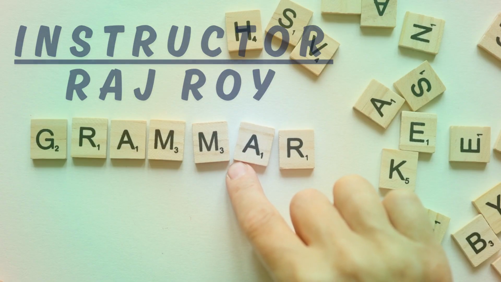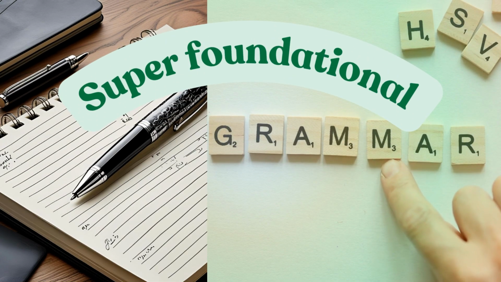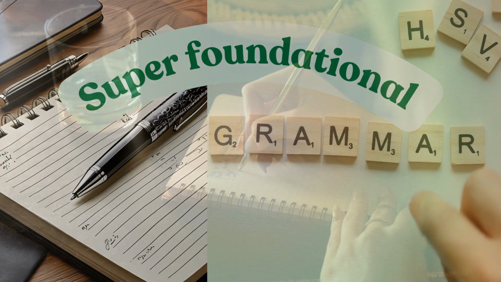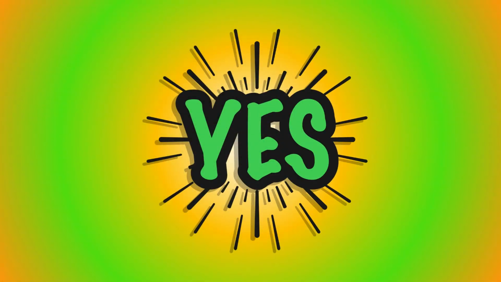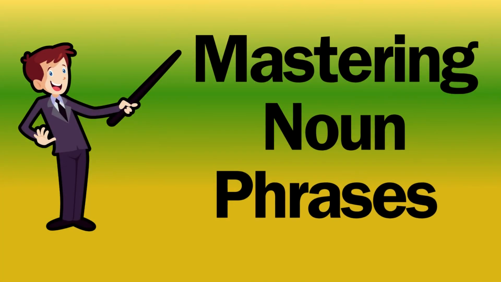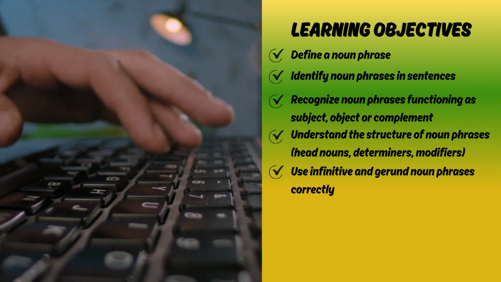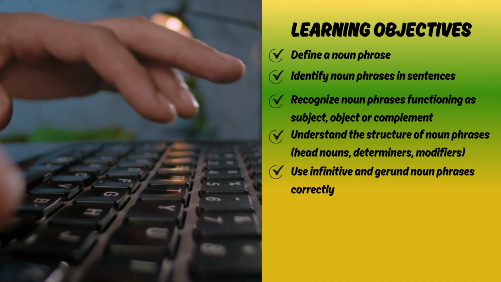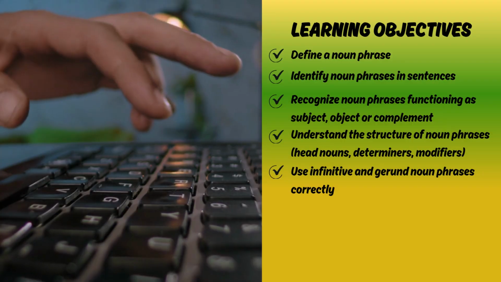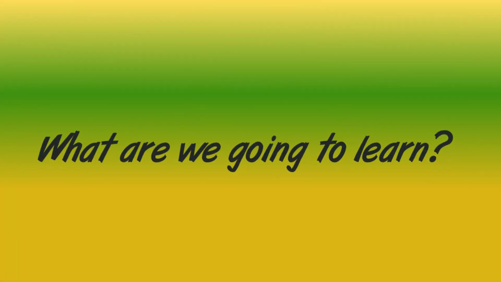I'm Raj Roy and today we are going to talk about something super foundational in English grammar. Something that quietly powers almost every sentence you read or hear. Yes, I'm talking about noun phrases. Now don't worry, I'll break it down slowly. We'll look at what noun phrases are, how they work, and most importantly, how to spot them instantly. Ready? Let's jump in. Let's start by looking at what we are going to learn today.